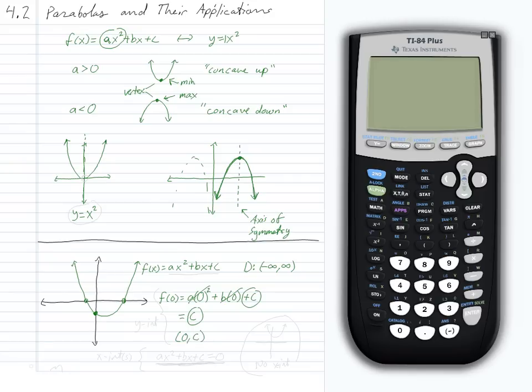Now finding the x-intercepts is usually a bit more work. To solve that, we would set the equation ax squared plus bx plus c equal to 0. So here we have the argument for the y-intercept, and here we have the argument for the x-intercept.